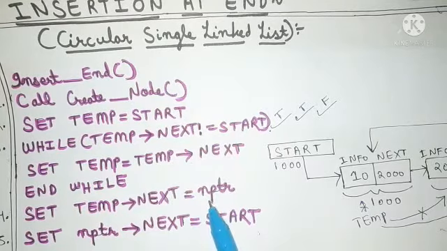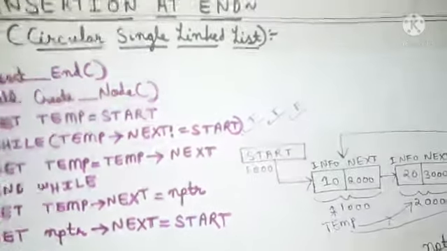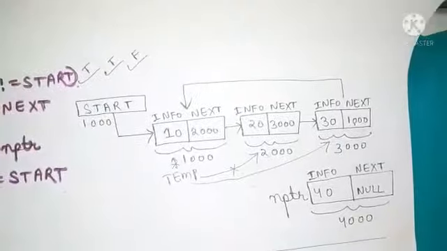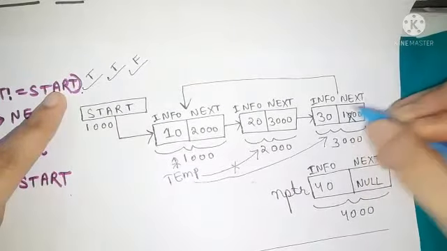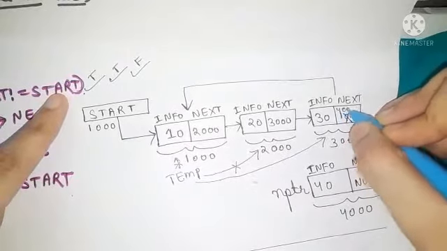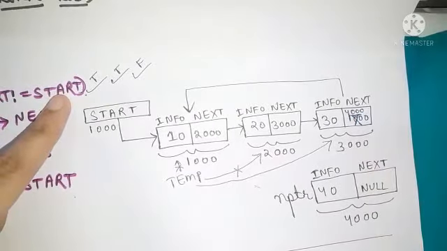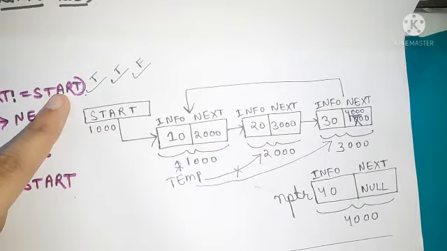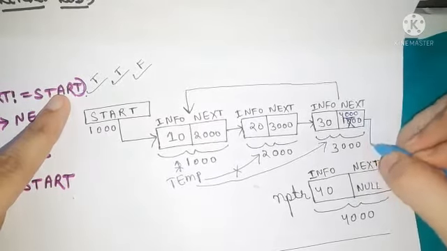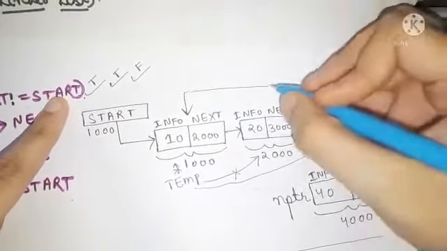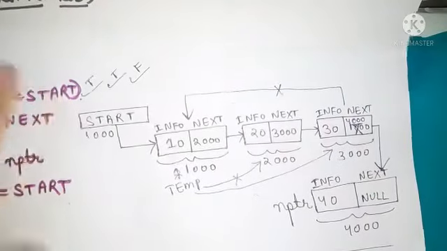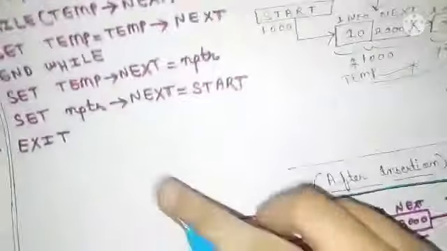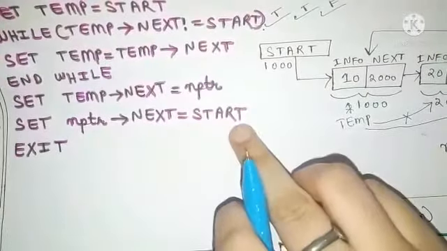Set temp next is equal to nptr. So temp next, instead of storing the address 1000, will now store the address 4000, which is the address of our new node, that is nptr. It will point to the new node nptr and no more point to the starting node. Then again, set nptr next is equal to start.